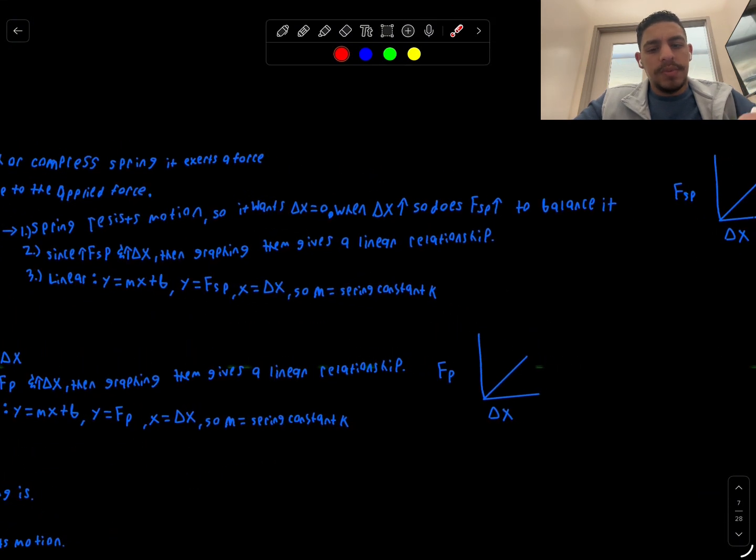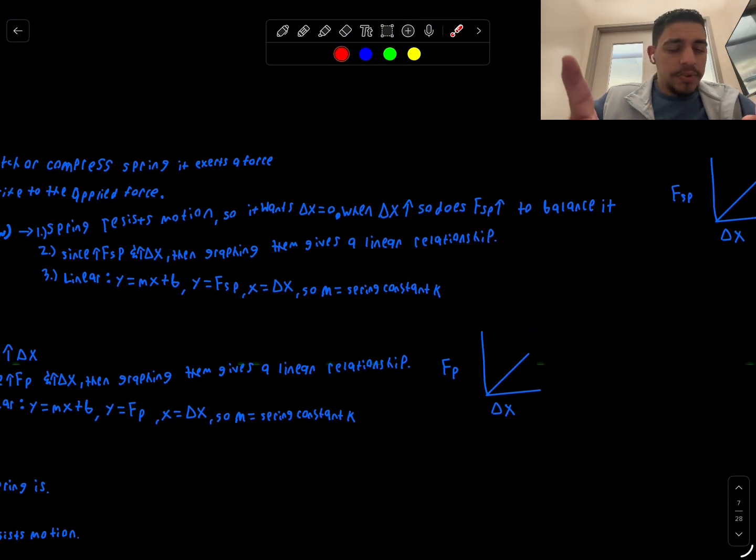I want you to keep in mind, first thing, the spring resists motion like we just said. So it wants delta x to be 0. It doesn't want to move from its original position. So when delta x increases, so does the force of the spring to balance it, right? When it gets stretched or it gets compressed, it's trying to get back to 0. And so the spring exerts a force to try to bring itself back to delta x equals 0.